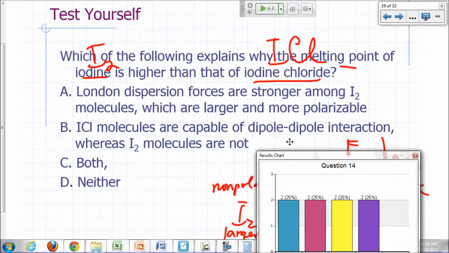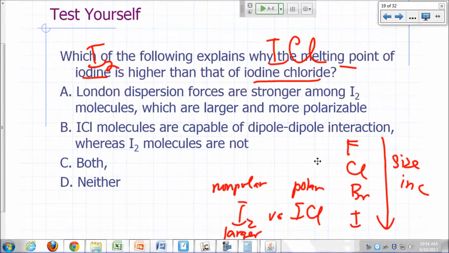Ooh. All right. Let's look at the first choice first. Let's look at choice A.